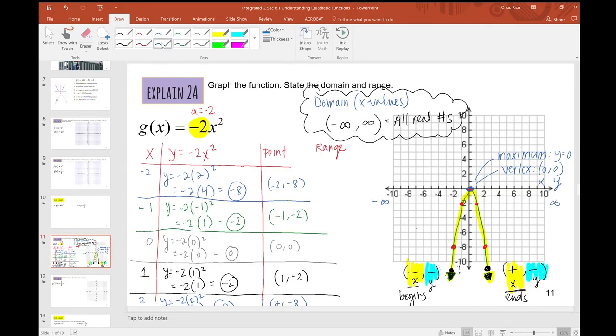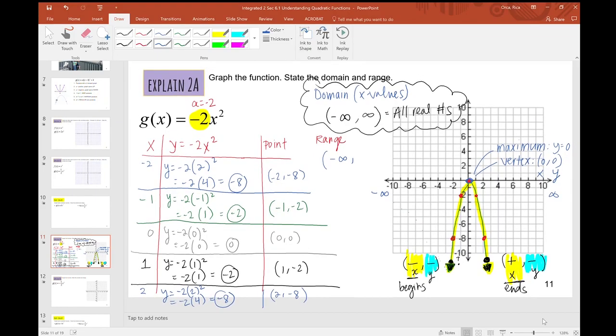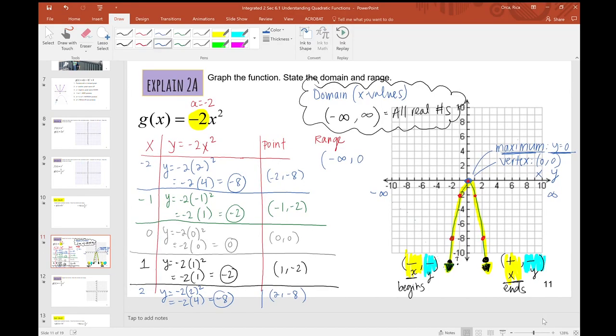So the lowest y value is -infinity. The highest y value is going to be our maximum. And the highest y value is 0. I am going to put a bracket around 0 because 0 is a part of my graph, whereas infinity can be any number. So I put parentheses around the infinity because we don't know what that number is.